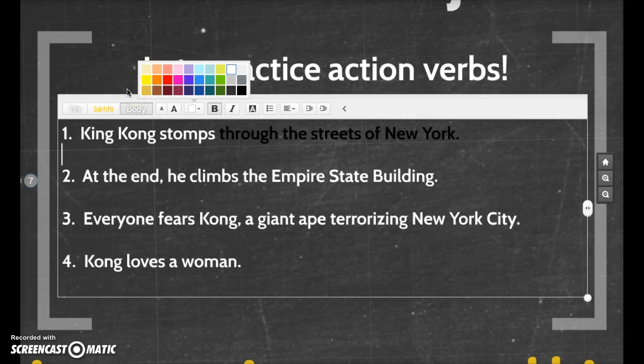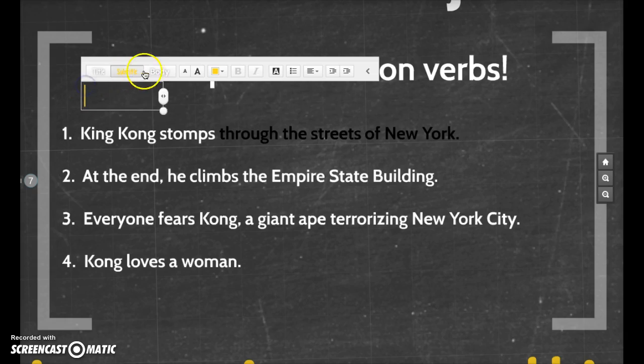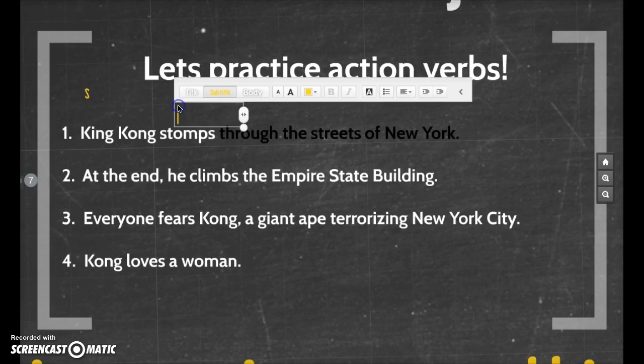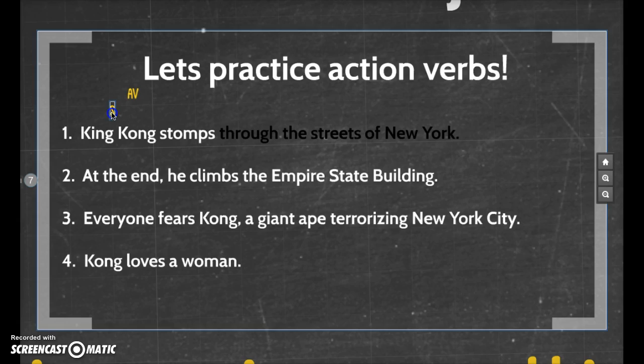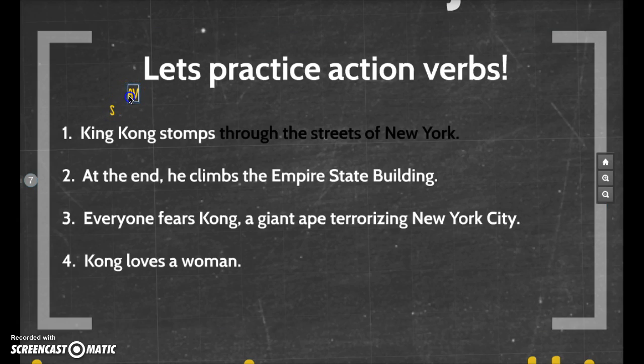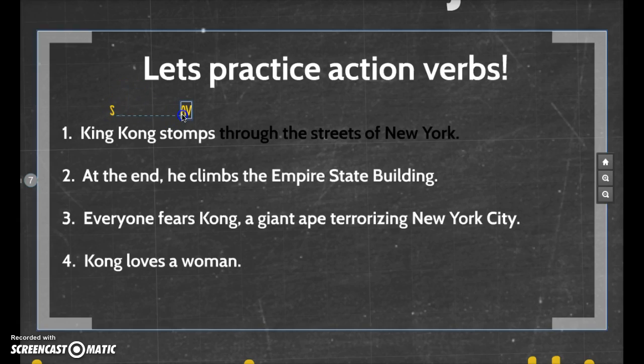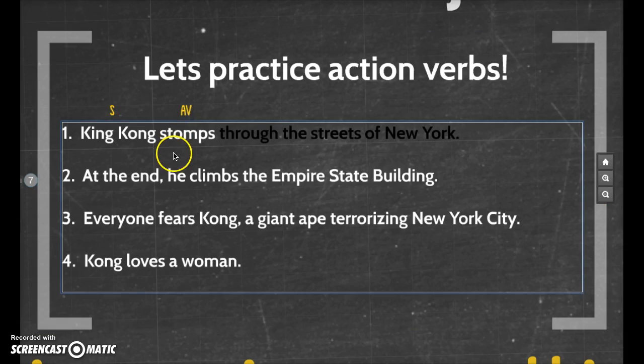So when I'm looking at this, I can kind of see what my subject would be. So I'm going to put S for subject, and I'm also going to put an AV for my action verb. Now, who is going to be the main person in this story, or who is the action happening to? That's going to be King Kong. And then what is King Kong doing? He's stomping, so that's going to be my action.